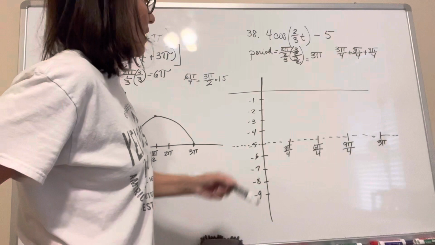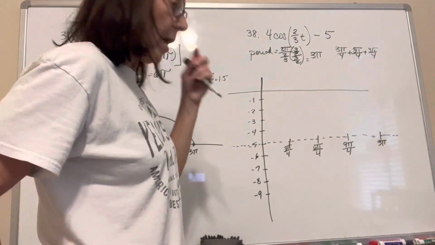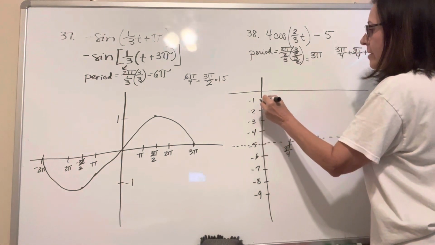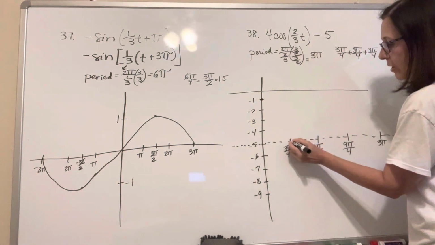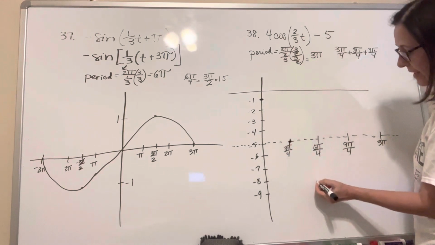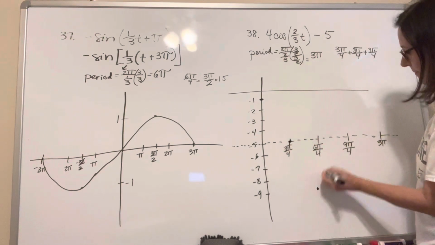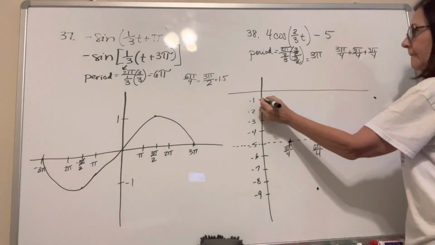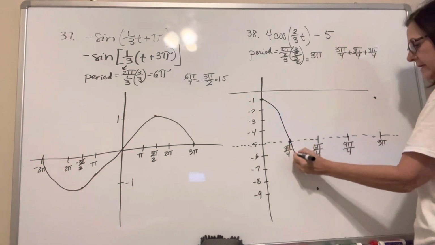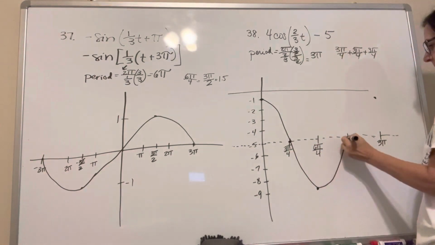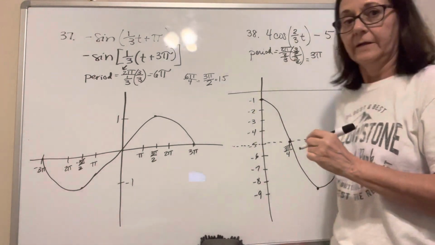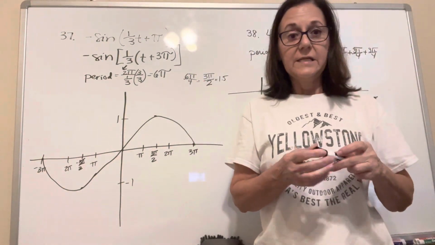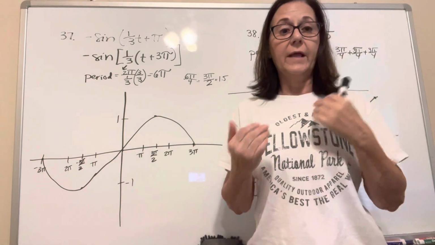All right, so we're going to start 4 above that x-axis. 1, 2, 3, 4. We'll go down to the new x-axis, go down 4, back up, and back up to negative 1. All right, so that is the cosine curve.